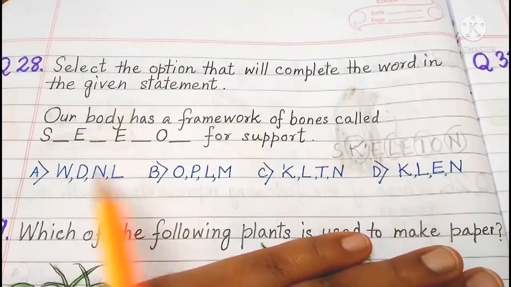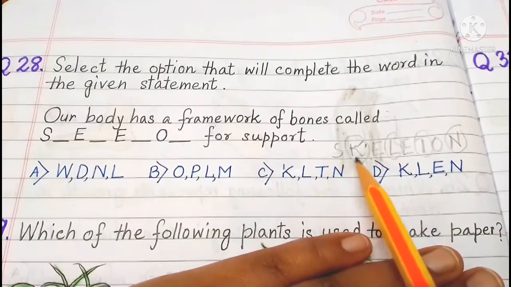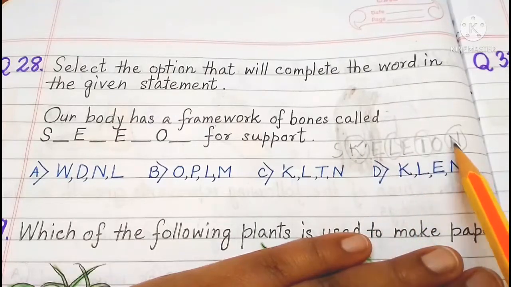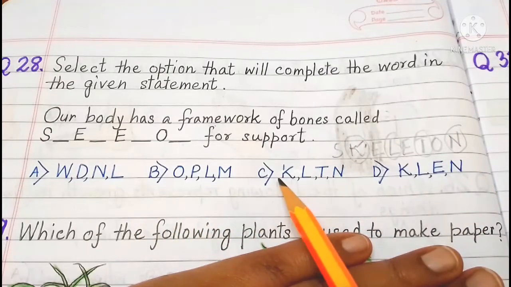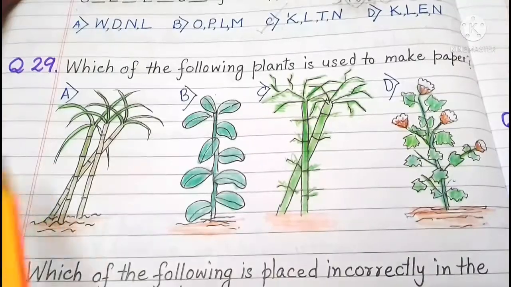So the combination of letters given over here, you have to search it out. That K-L-T-N. Is there any option? Yes, it is here. So the C option will be correct. So coming to question 29.